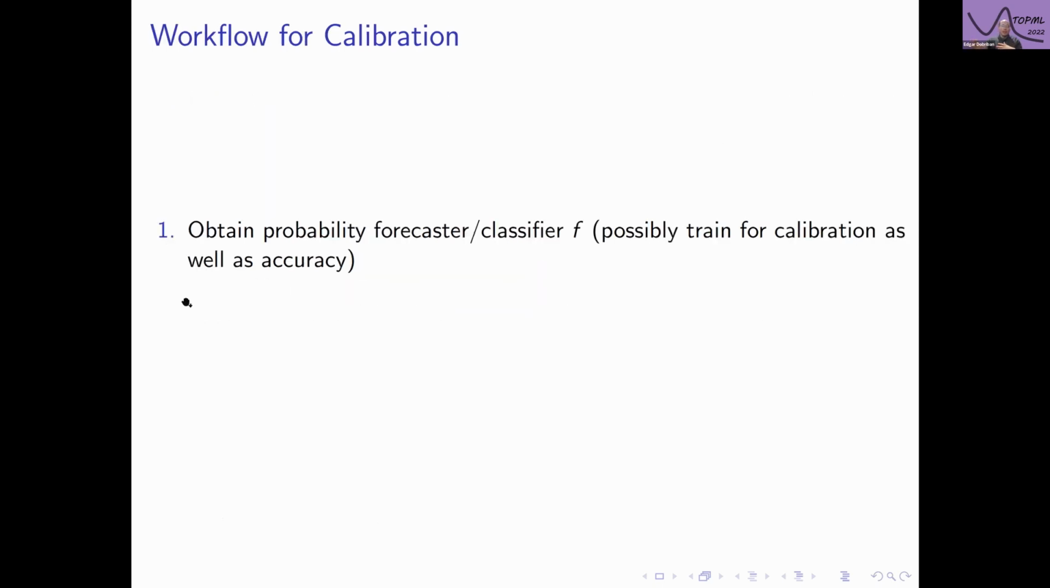Okay, so going back to the formal setup, the workflow for achieving calibration would be to first get this forecaster or classifier, let's say train a neural net. We could train for just accuracy, as usual, or try to add some loss function that captures calibration. And then we would check whether it's sufficiently well calibrated, meaning that the probabilities it predicts sufficiently well fit.